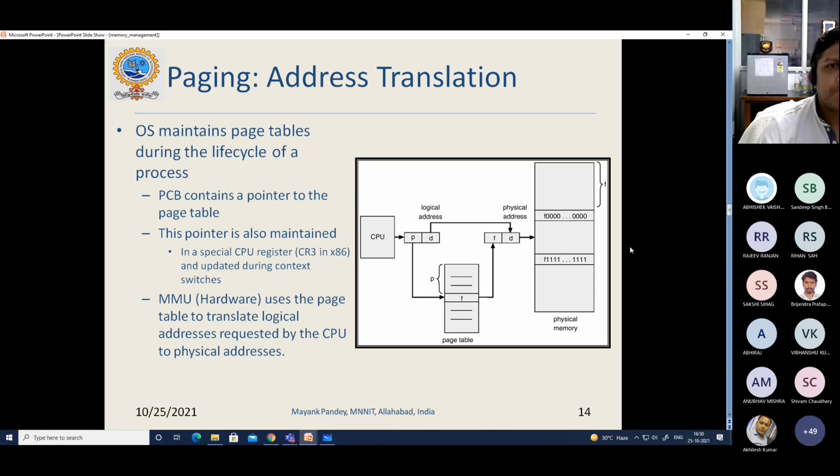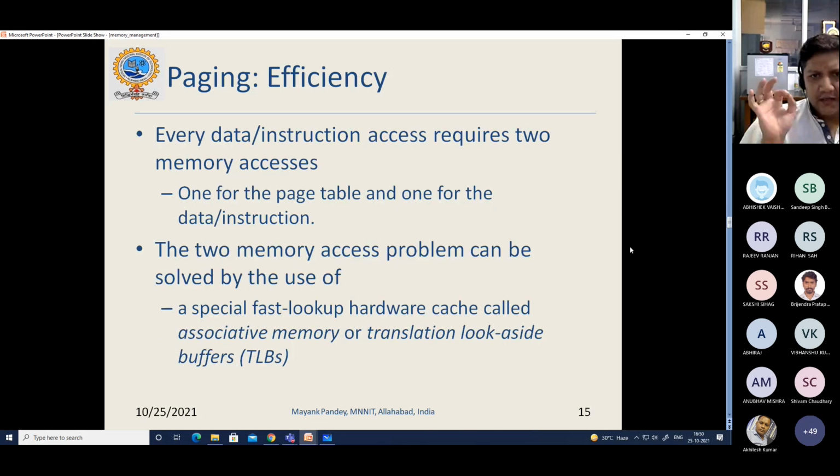Efficiency. Every data instruction access requires two memory accesses. पहला पेज टेबल के लिए मेमोरी एक्सेस करना है और फिर एक्चुअल डेटा इंस्ट्रक्शन के लिए. किसी भी चीज को ढूंढने के लिए first you need to access the page table.